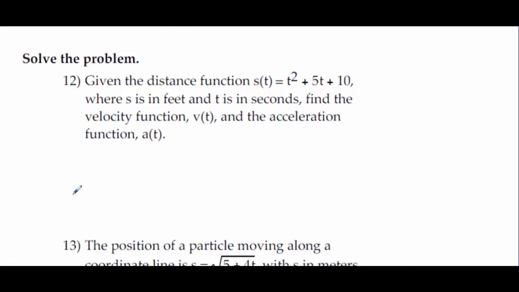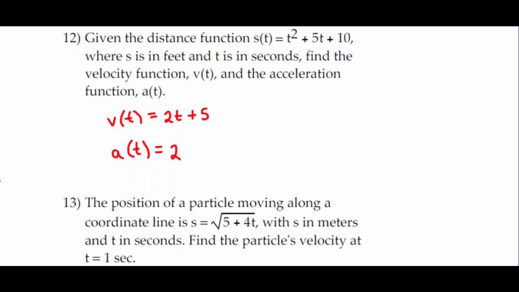Number 12. Given the distance function s of t, where s is in feet and t is in seconds, find the velocity function and the acceleration function. So this is kind of a big deal. The velocity of something we find by taking the derivative of its position. So the derivative of t squared plus 5t plus 10 is 2t plus 5. The acceleration is the derivative of velocity. So the derivative of 2t plus 5 is simply 2. And that's all it asks us to do there.